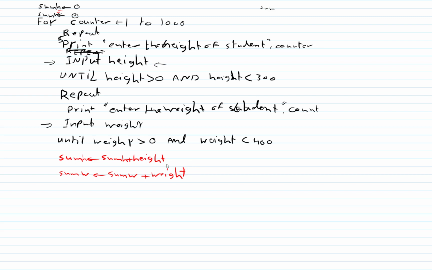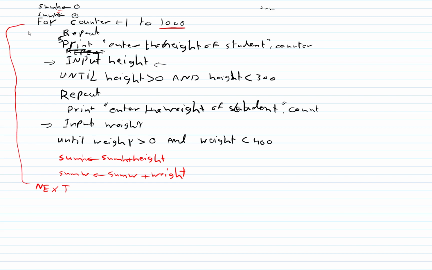So this step or this process will be repeated how many times? 1000 times. And we put here next. Next is the closing of the for loop.